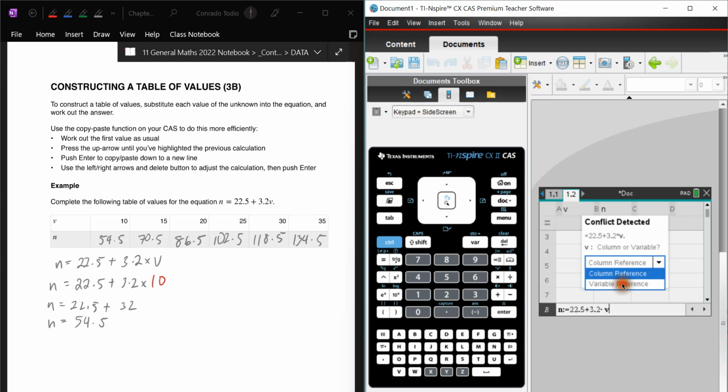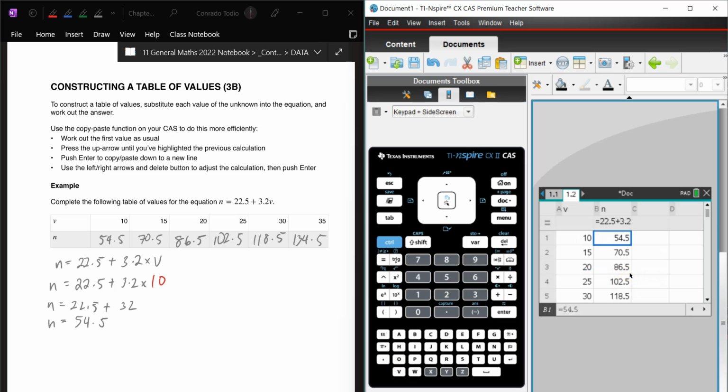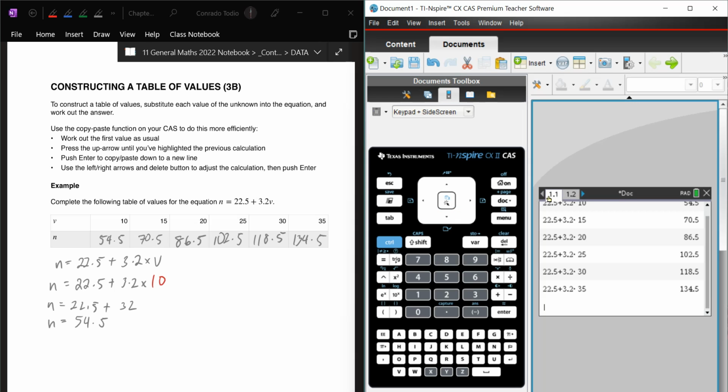Actually, no, I think it's variable reference. And then there you go. So there's your variables. Okay, 54.5, 70.5, and then you just copy that down as you see it. It's pretty straightforward, I would say. It's a lot easier as well than doing this, and also definitely a lot easier than doing it by hand, because it does take a bit of time. So use that in order to make a table of values.